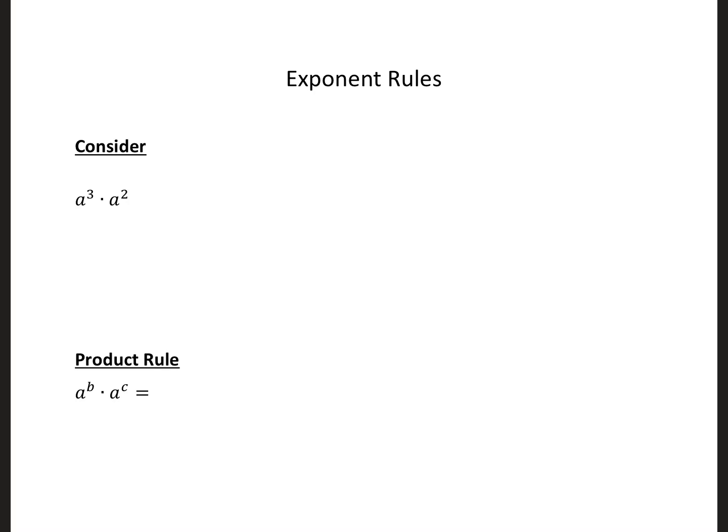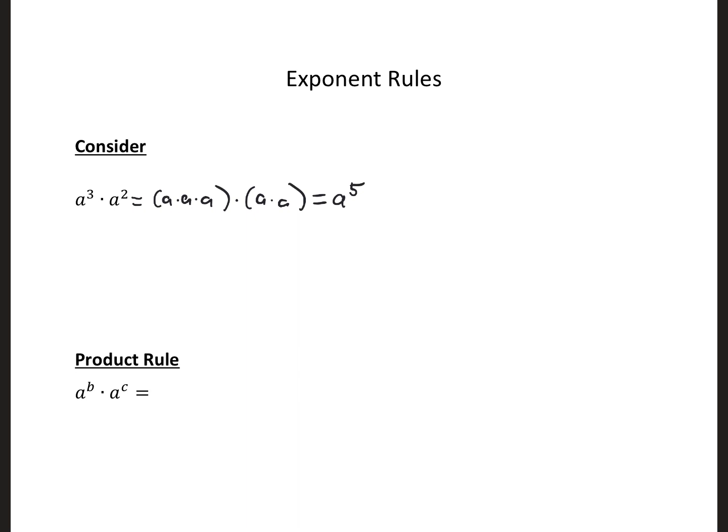In this video, we're going to derive some exponent rules so that we can quickly evaluate expressions that involve exponents. Let's consider a cubed times a squared. We could think of this expression as a times a times a times a times a, which would result in a to the fifth. We should note that that's the same thing as a to the 3 plus 2.